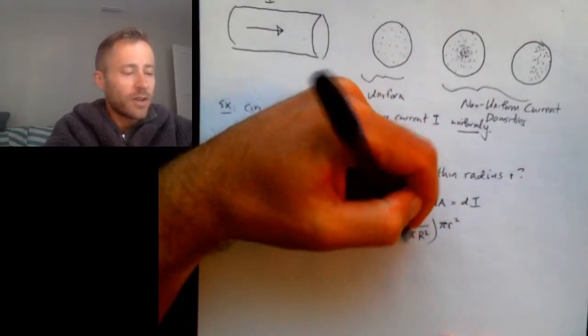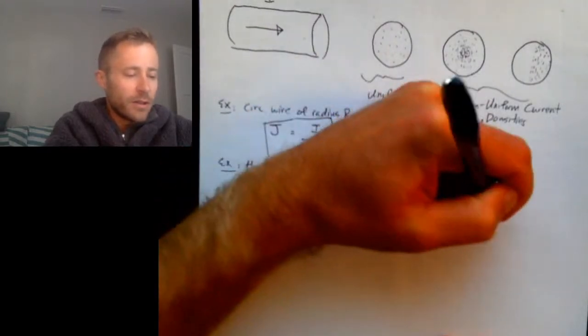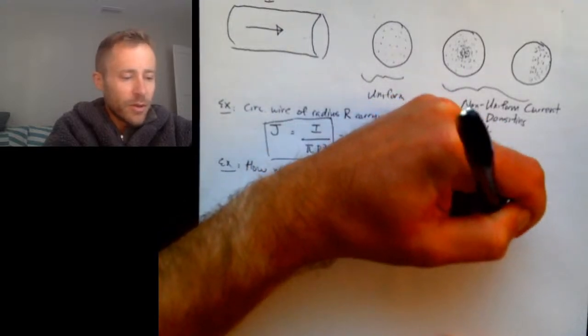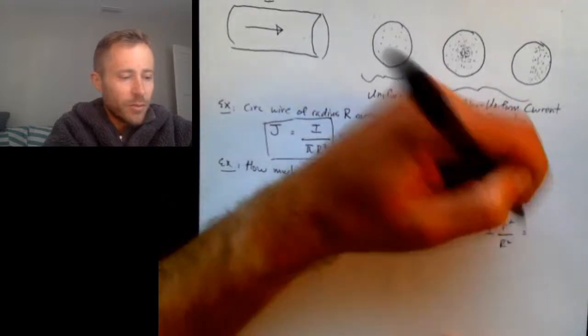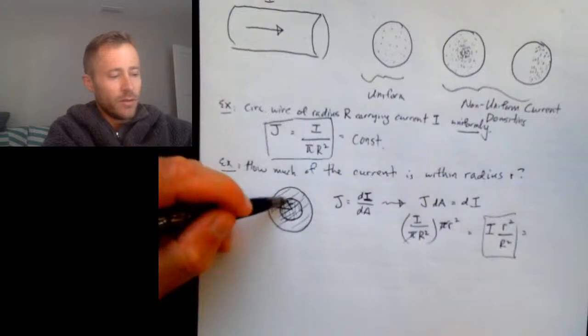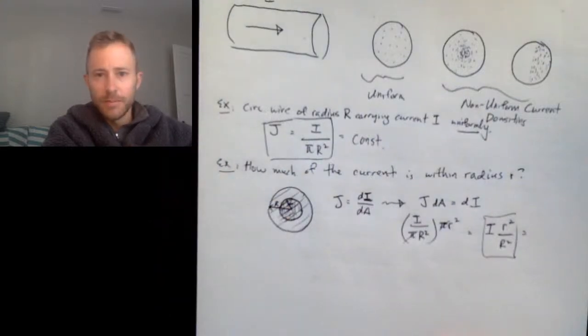So the pi's cancel out, and we get total current times little r squared over big R squared, which would be the amount of current that is within this distance from the center.